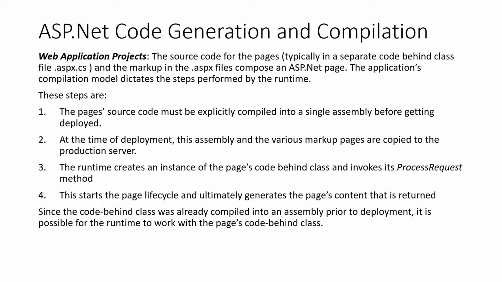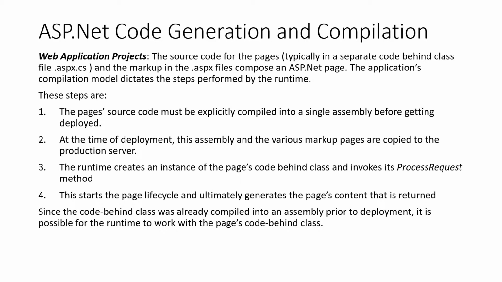Now, these steps are: the page's source code must be explicitly compiled into a single assembly before getting deployed or published to the web server. At the time of deployment, this assembly and the various markup pages are copied to the production server, and the runtime creates an instance of the page's code behind class and invokes its process request method. Now, this starts the page lifecycle and ultimately generates the page's content that is returned.